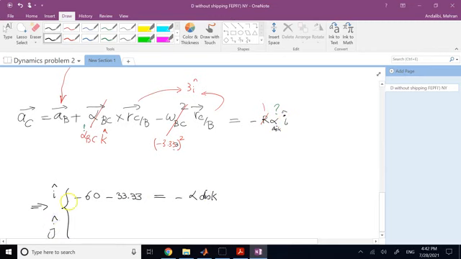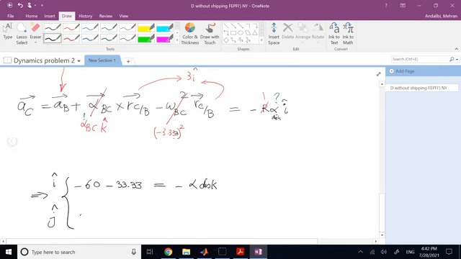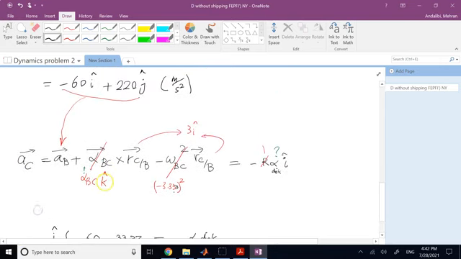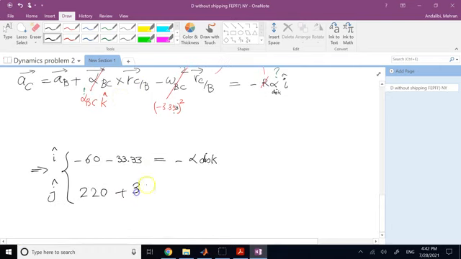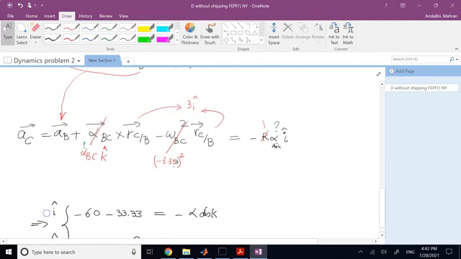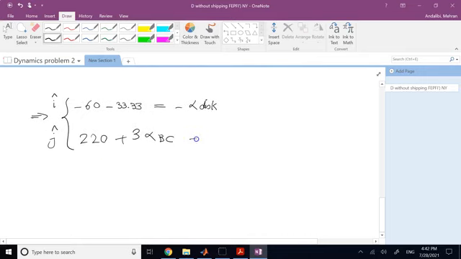If you look at j's on the left, I have a 220. Then I have k cross I, which is j, and so it's going to be plus 3 alpha BC. And there is no j here on the right side. It's like plus 0 times j. So it's equal to 0. And clearly from here, your alpha BC is going to be negative 220 divided by 3, which is going to be negative 73.33 radians per second squared. And negative means it's clockwise.